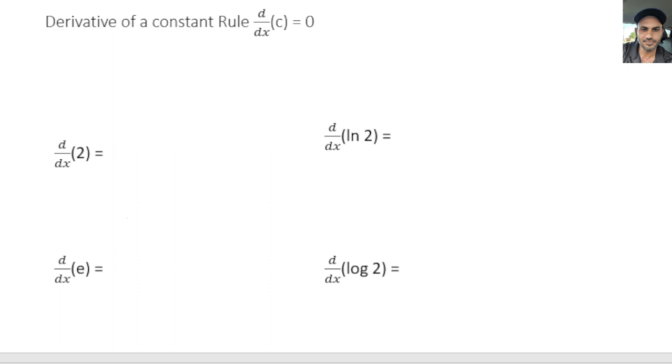So differentiating those functions, we need to make a certain set of rules to make the process easier. So the first one that we have is the derivative of a constant is zero. So let me just give you a little demonstration of what that means.